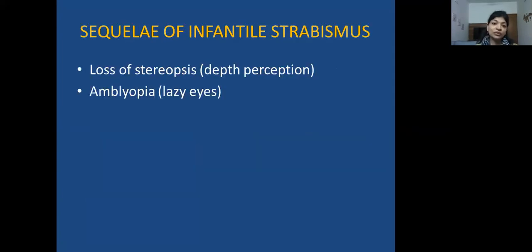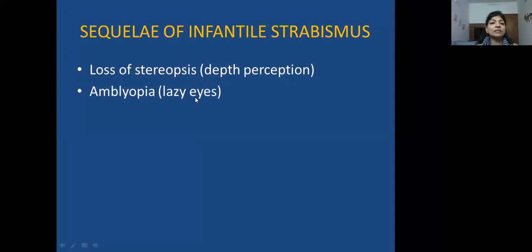And why do you want to treat infantile strabismus? Why is it so important you treat it at a young age? Because if you leave it untreated, the child is going to lose stereopsis when he grows big. Because stereopsis, that is our ability to perceive depth, it develops only in the first 2 years of life. So if you don't treat infantile strabismus before that age, then the child has lost all their hope of ever seeing things in a 3-dimensional view.